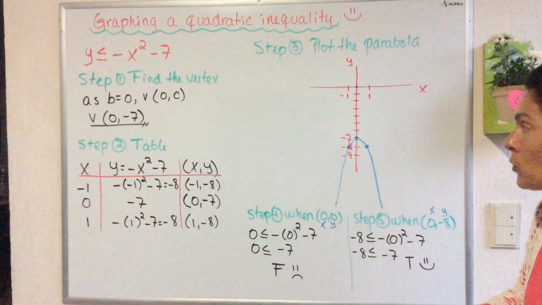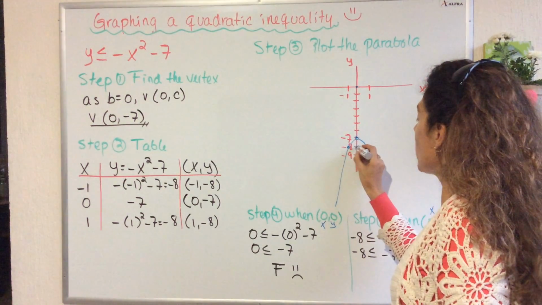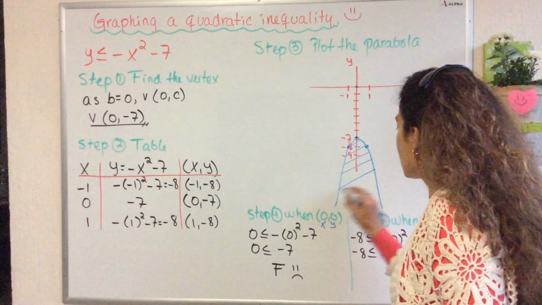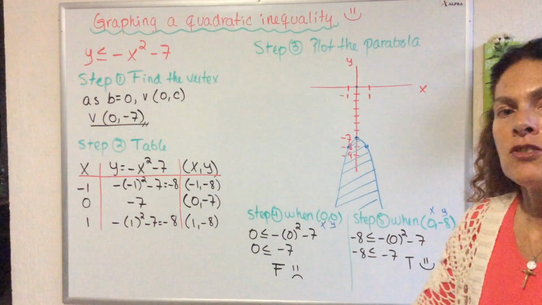And look, what you have to do is this. You have to shade, as the point which is true is this one, all the area which is inside the parabola. And this is the solution.